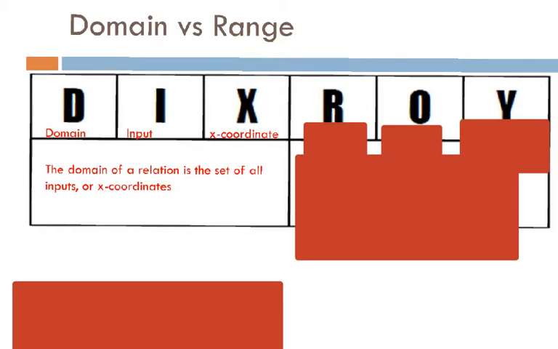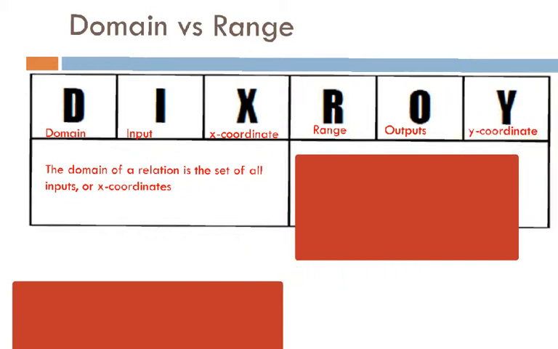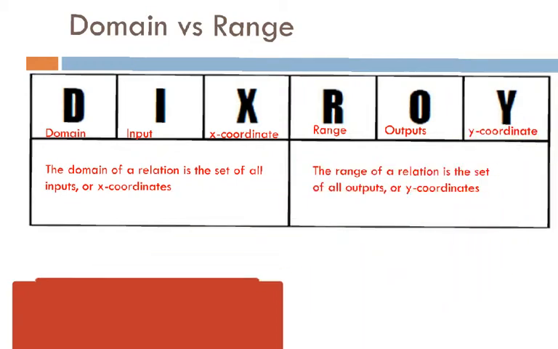The one for range is very similar. The R stands for range. The O stands for outputs. The Y stands for Y coordinates. And the actual definition is going to be the range of a relation is the set of all outputs or Y coordinates. All right, so make sure you pause and get this in your notes. And just as a recap, domain is input, range is output. Domain is the X coordinates, range is the Y coordinates.